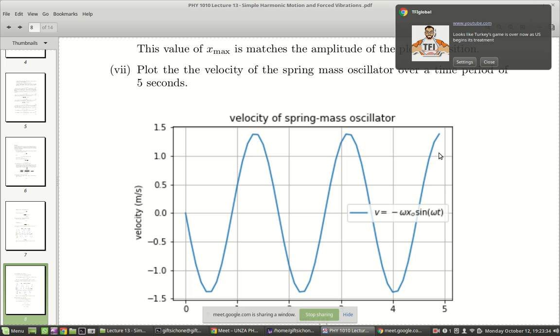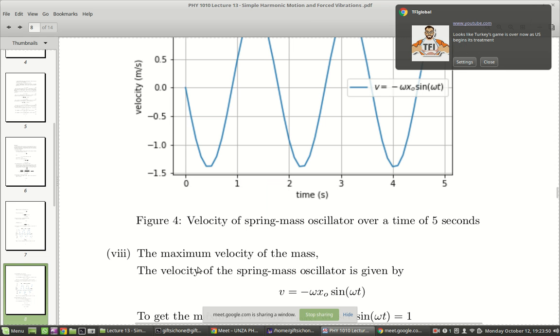So your maximum velocity, when it is passing through the equilibrium position, is going to be equal to omega, which is 3.5 radians per second, times the displacement, which is 0.4 meters, and there's a negative there.